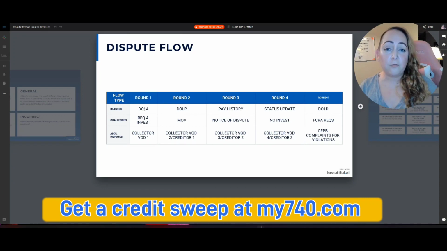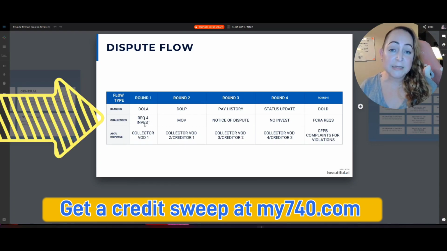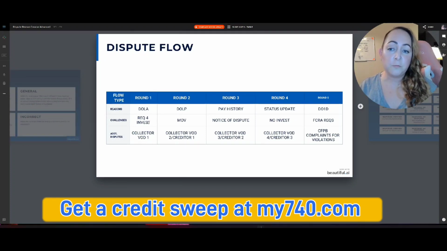All right, so we have round 1, date last active. And if we're going to challenge, that would be request for investigation. And we can also send out our collector disputes if we have any of that for validation of debt round 1. All right. So because we're only talking about charge-offs, we're going to get rid of that bottom row.